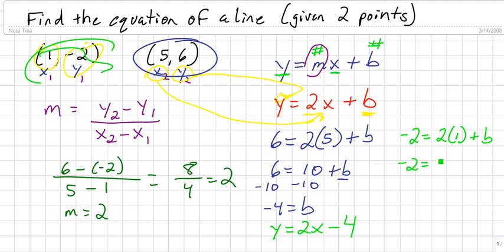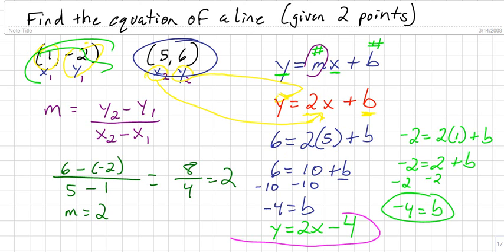Again, -2 equals 2 plus b. Subtract the 2, whatever I do one side, I got to do the same thing to the other side. So I'm left with -4 equals b. So you can see I still get the same value for b. So it doesn't matter which order pair I substitute in, it's still going to give me the same value of b. But the trick is to make sure you put your final answer into slope-intercept form, where y is always y, x is always x, but my slope is always a number, and my b is always a number.